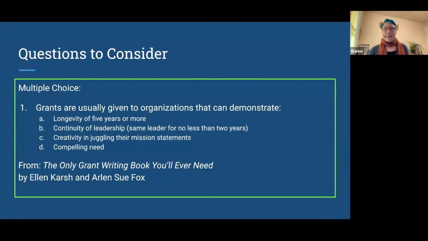D, compelling need. So above all, your ability to communicate a compelling need is going to be the most important to funders. You really don't want to be juggling your mission statement around and trying to fit different things into it and change it around. Your mission statement should be a guiding statement that only changes as your organization changes over time. So just keep that in mind. You want to make sure that you are communicating the need and the services that you're going to provide and how you are filling a gap.